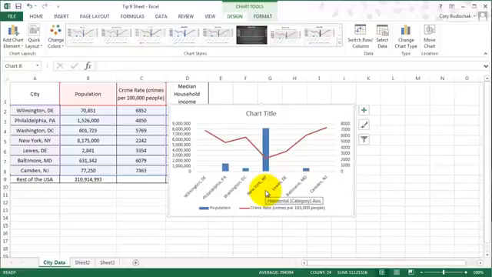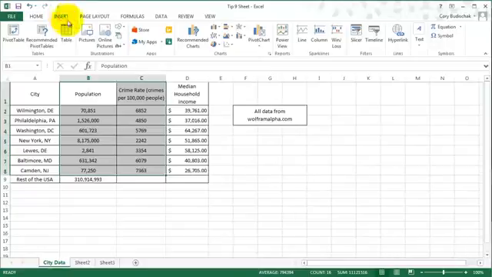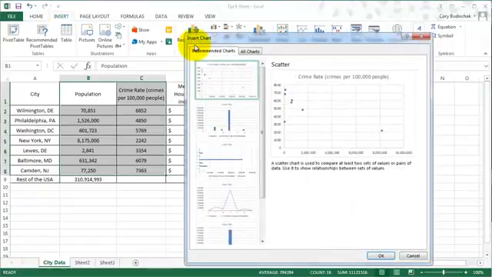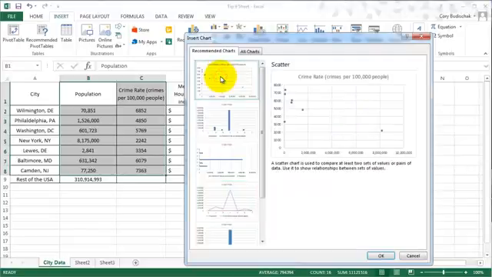But what if I wanted to plot crime rate versus population, to get an idea of the correlation between the two of them? So let's go ahead and get rid of this chart. Now I'm going to insert and see what the recommended charts come up. So this combo chart, the line chart shows up. Some other charts show up. But the really interesting one here is the scatter.